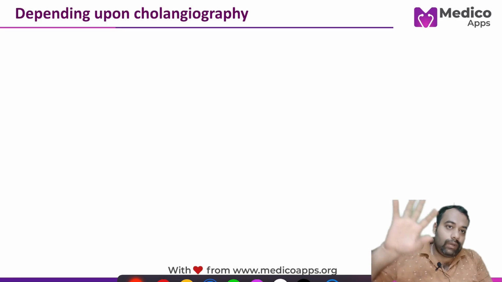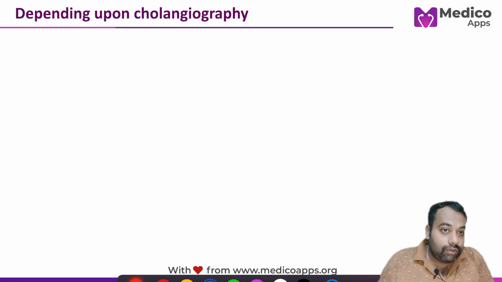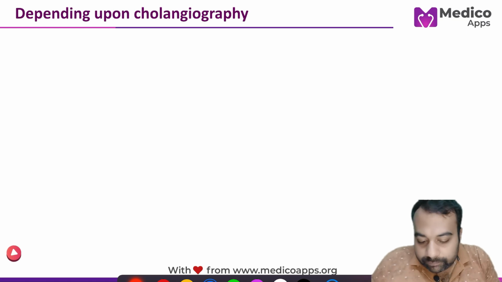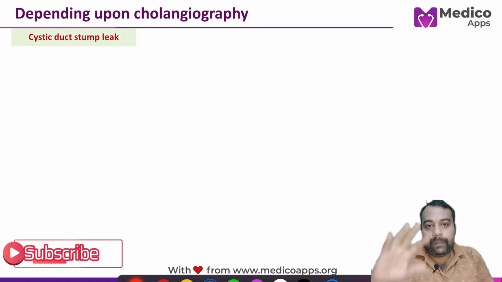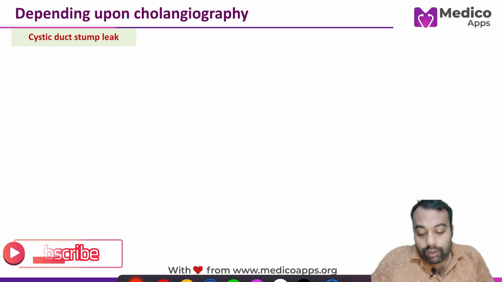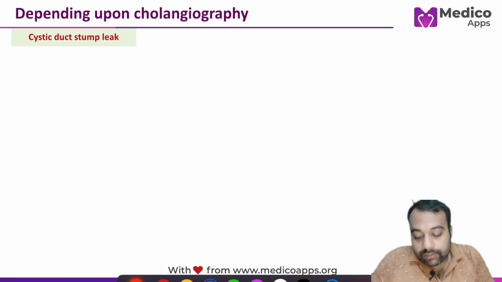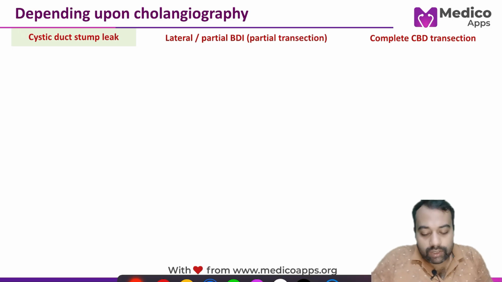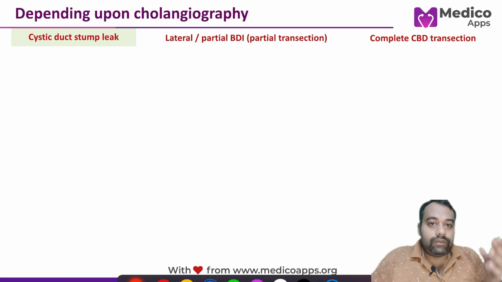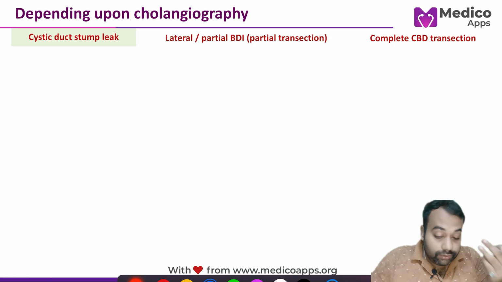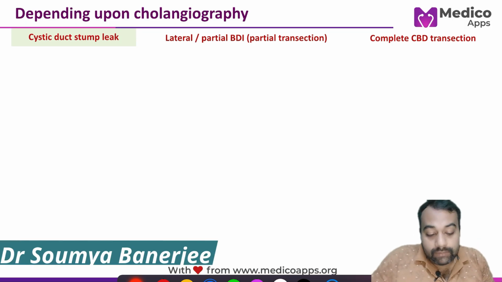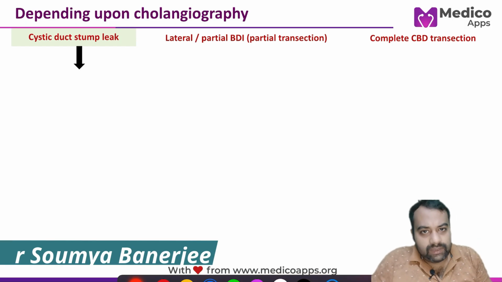Now, obviously, you are able to get the cholangiography report from the ERCP and the cholangiography, and depending upon that, there are a few scenarios that may come up. One is the cystic duct stump leak, which is the most common scenario. Apart from that, there can be a lateral or partial bile duct injury or tear, or sometimes a complete CBD transection can also be seen.